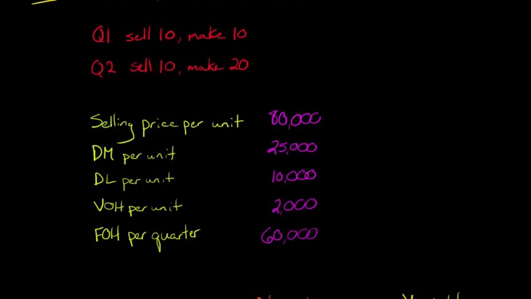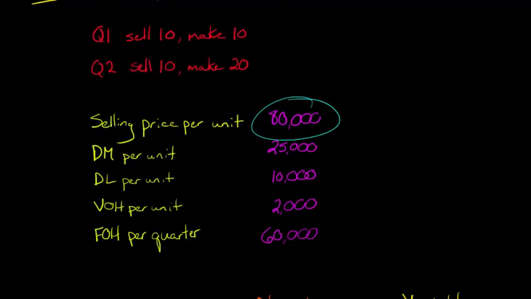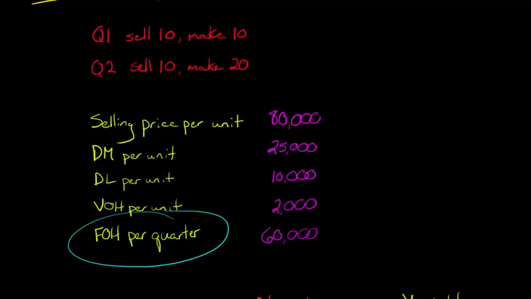So your selling price, we're going to need some of this info here. Your selling price per unit, you sell each balloon for $80,000. The direct material per unit is $25,000. Direct labor is $10,000. Variable overhead per unit is $2,000. And then we've got fixed overhead, which we're going to do per quarter. So it's $60,000 per quarter. Okay, now that's going to become important in a moment.